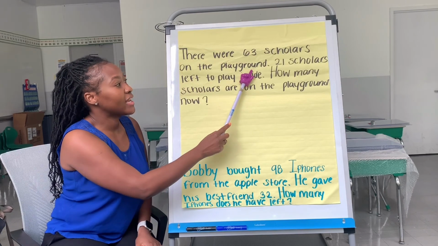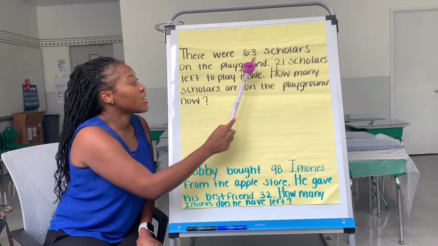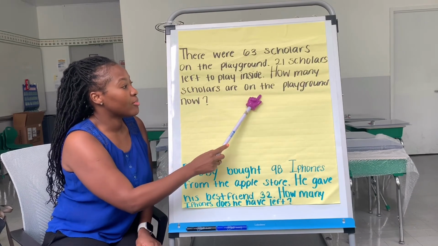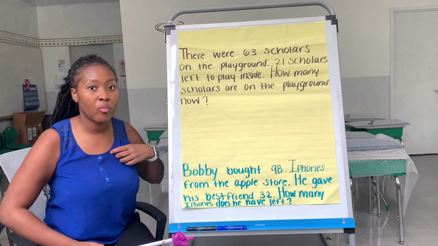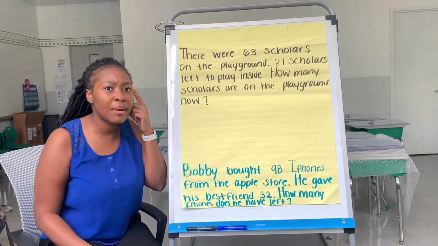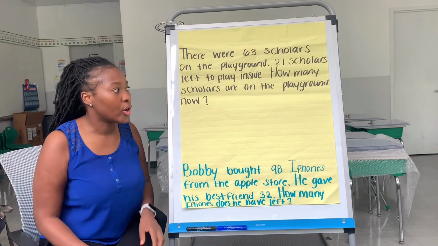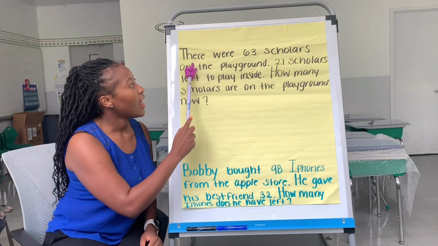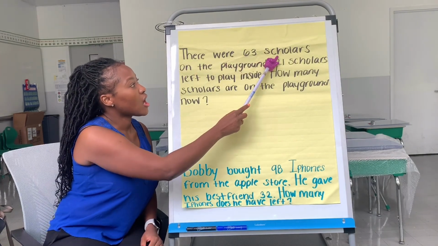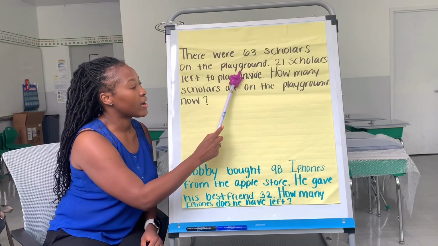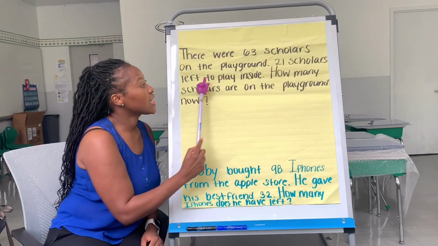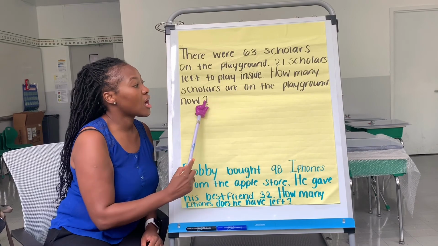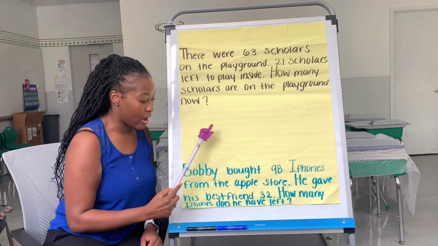scholars on the playground. 27 scholars left to play inside. How many scholars are on the playground now? Let's read it one more time. This time I want you to be thinking about what we already know and what we are trying to figure out. There were 63 scholars on the playground. 21 scholars left to play inside. How many scholars are on the playground now?